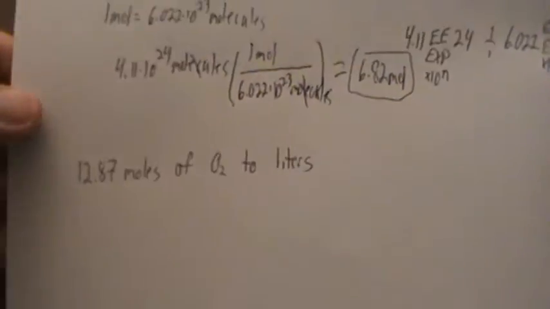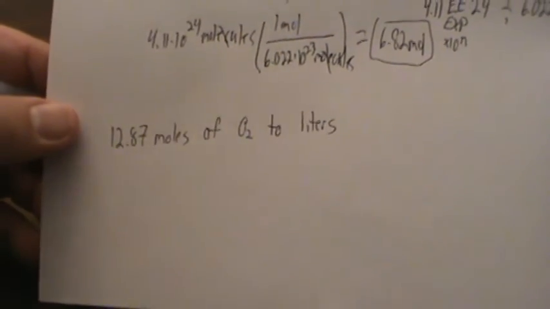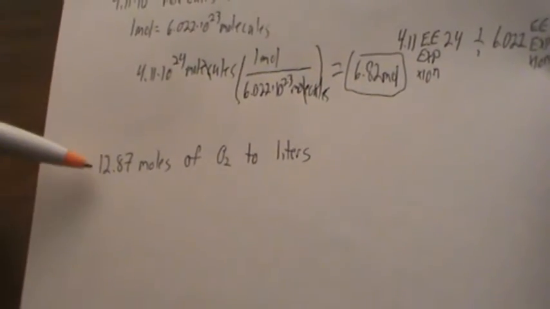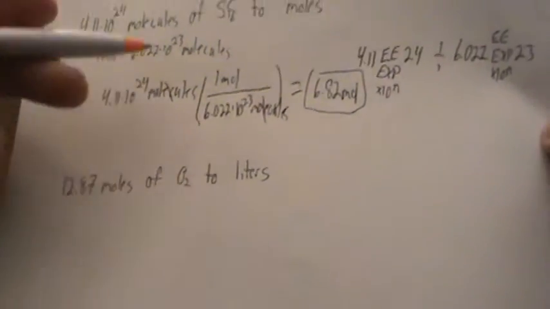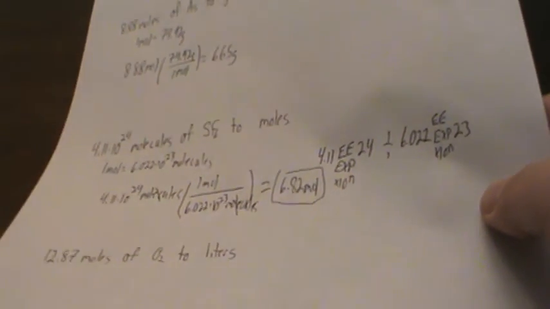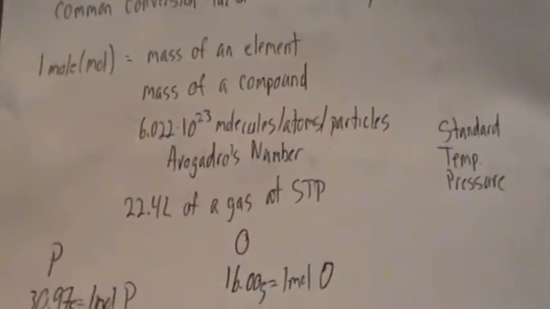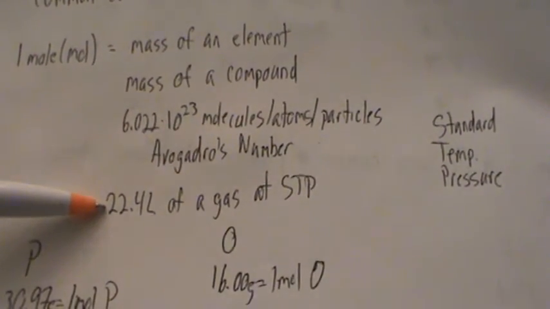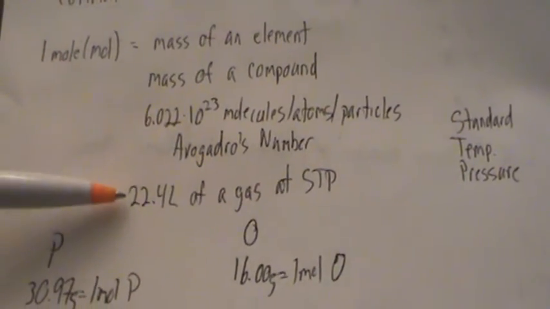Let's look at one more one-step conversion problem. Then we'll go to what are the quote-unquote trickier ones. They are a two-step conversion problem. So we have 12.87 moles of O2 to liters. Since we're looking at liters and O2 is a gas, we're going to use 1 mole is equal to 22.4 liters of a gas at STP.